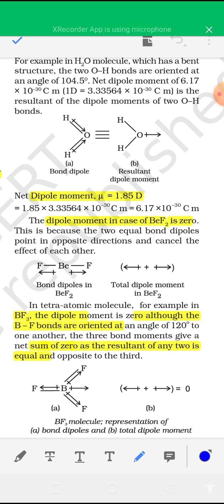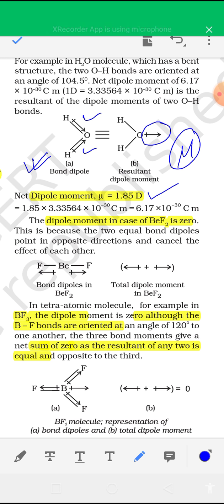Okay, for example, water has a positive dipole moment. Okay, it has 1.85 Debye dipole moment. Mu is the symbol of dipole moment, mu. Okay, because in water the bond moment of each individual OH bond is in the same direction, so the resultant dipole moment is in the same direction, so it has a positive dipole moment.